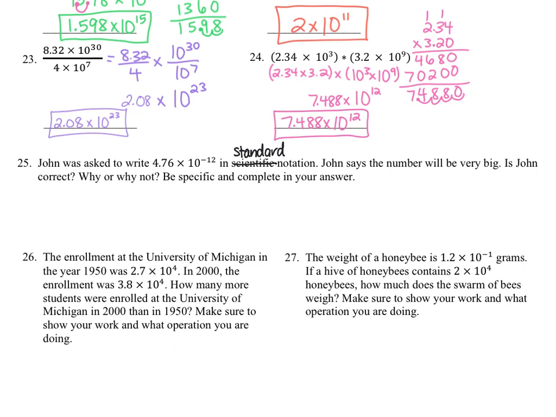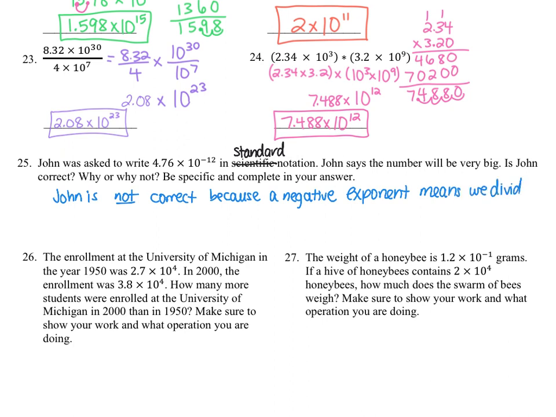So John says the number will be big. Is he correct? Why or why not? So you need to be specific and complete in your answer. So we know that John is incorrect because a negative exponent means that the number is going to be very small, because that means we're dividing by 10. So a negative exponent means we divide by 10. So the number will be small.